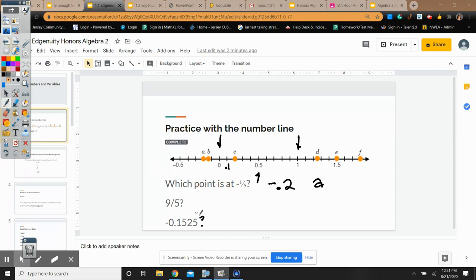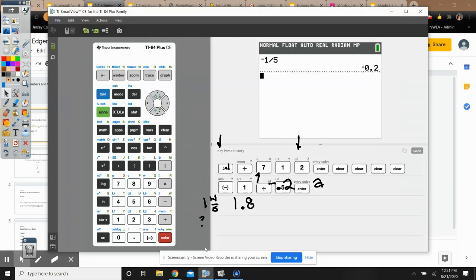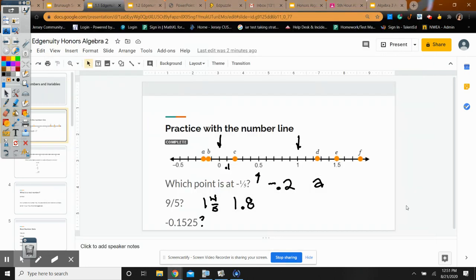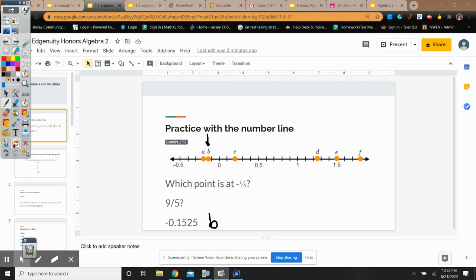Now, how about 9/5? Hopefully you know that would be the same as 1 4/5 or 1.8. But if you did not remember that, your technology can help you, and you can take 9 divided by 5, and you're at 1.8. So which one of these is at 1.8? Well, here's 1.5. F is at 1.8. And then the last thing you're looking at is -0.15. Okay, so here's -0.1. So this would be the B one because A was already accounted for, and that's looking at the number line.